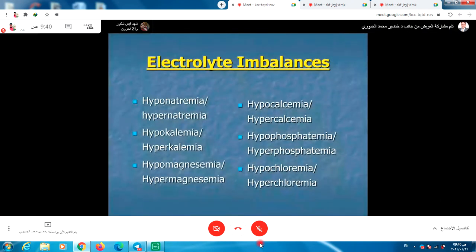Electrolyte imbalances include hyponatremia or hypernatremia, meaning sodium, hypokalemia or hyperkalemia, hypomagnesemia or hypermagnesemia, hypocalcemia or hypercalcemia, hypophosphatemia or hyperphosphatemia, hypochloremia or hyperchloremia.